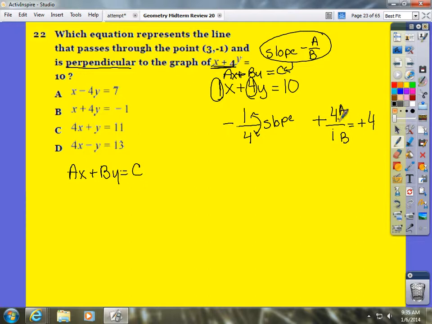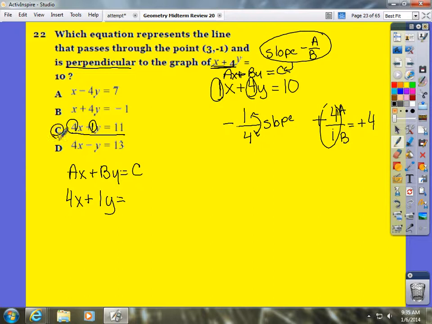So our slope is now positive 4 over 1, so I'm going to have a positive 4x plus a 1y. Notice that they're both positive, equals whatever. I'm not worried about that right now, because I just need to find one that has a positive 4 and a positive 1. And this right here is the only one. If a variable is by itself, then there's really a positive 1 in front of it. So the answer here is C.